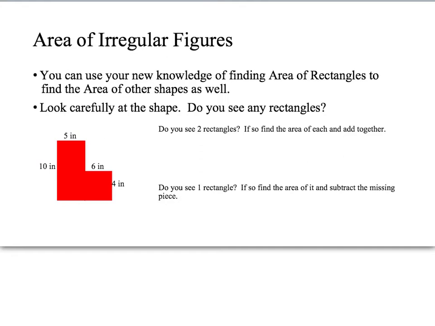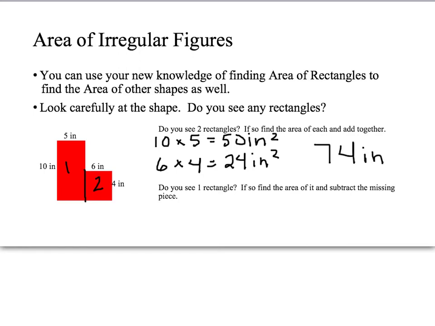If you didn't see the two rectangles, or if you did, you could just draw the line right there, and then we have rectangle 1 and we have rectangle 2. Now, to find the area, you would take the area of rectangle 1, which is 10 inches times 5 inches, which is 50 inches squared. Area of rectangle 2, which is 6 inches by 4 inches, which is 24 inches squared. Add the area of both of those together, you would get a total of 74 inches squared. Now that's one way of doing it. Let me erase those and we'll talk about the second way.